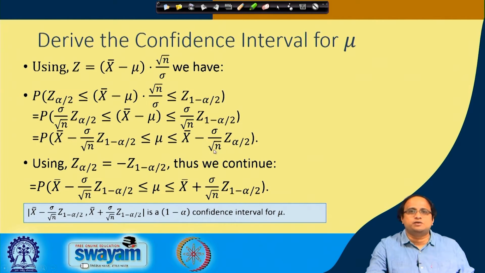Now, note that Z alpha by 2 is nothing but minus Z 1 minus alpha by 2. So, I can replace Z alpha by 2 by minus Z 1 minus alpha by 2, and therefore I get that mu is bounded by x bar plus or minus sigma by square root of n Z 1 minus alpha by 2. So, my confidence interval for mu with a confidence of 1 minus alpha would be x bar minus sigma by square root of n Z 1 minus alpha by 2 to x bar plus sigma by square root of n Z 1 minus alpha by 2.